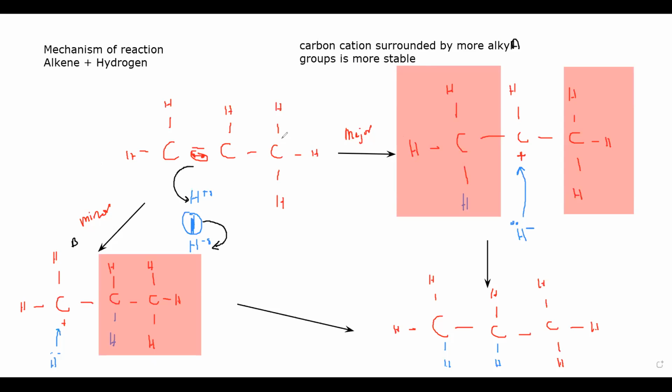Is it clear, the mechanism of electrophilic addition reaction in alkene with hydrogen? So alkene plus hydrogen will result in the formation of alkane. And when the carbon cation intermediate forms, it has two possibilities: the left hand side carbon will have a positive ion, or the right hand side carbon may have a positive ion. But how will you know which one the majority will break as? The one in which the carbon is surrounded by more alkyl groups is the major.